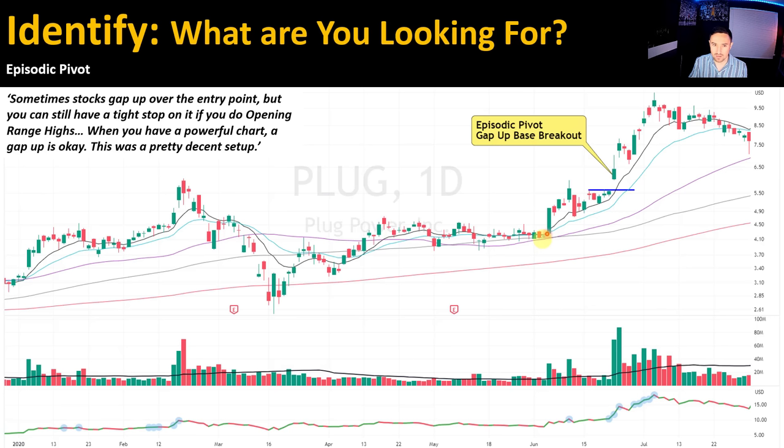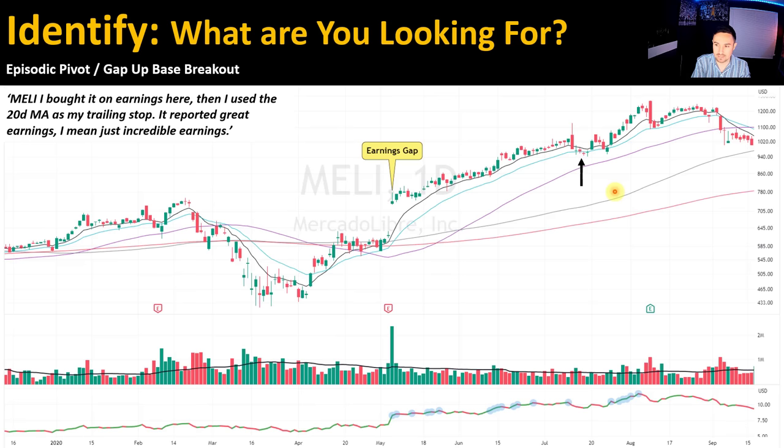That was a really good setup, by the way. When you have a powerful chart, a gap up is okay. This was a pretty decent setup. This is your episodic pivot, your EP gap up base breakout. But see how it is basically gapping above all the highs of the base and it's above all the key moving averages. So don't worry, we'll go into opening range highs for how to trade these EPs a little bit later on.